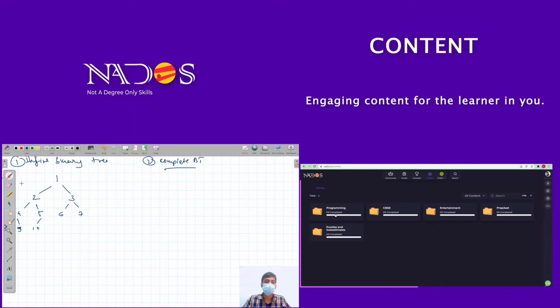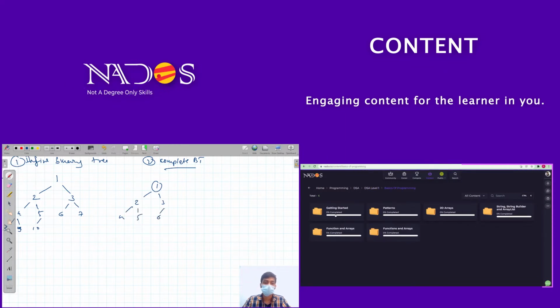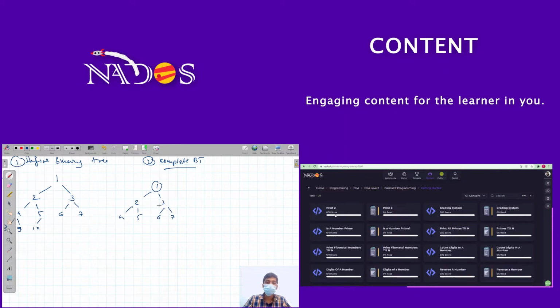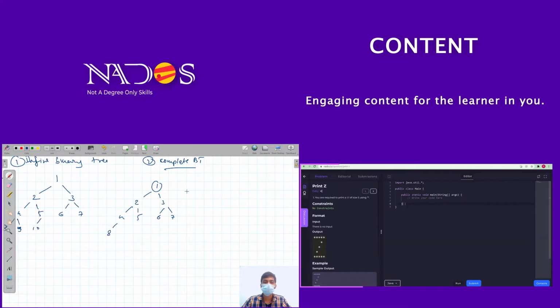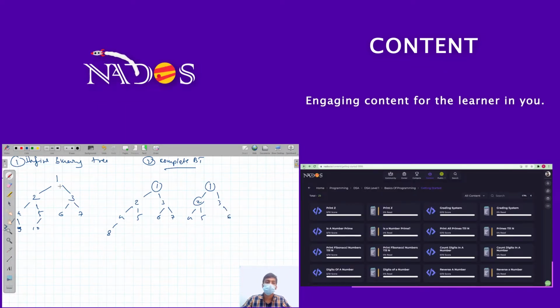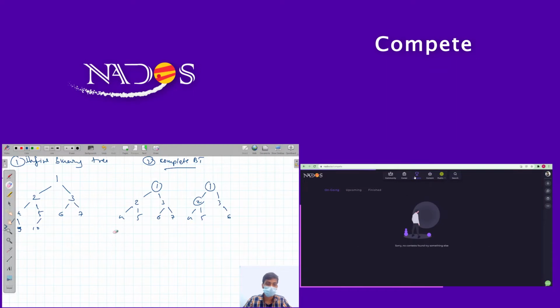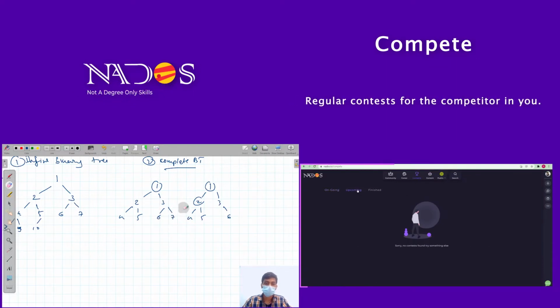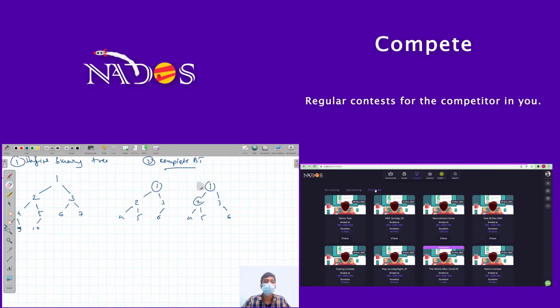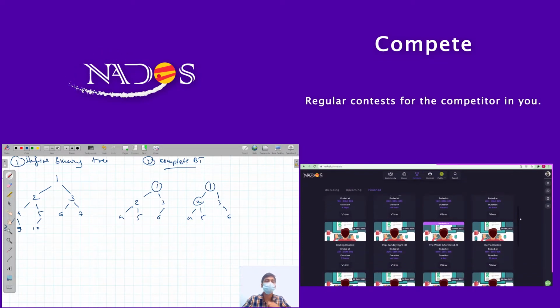A complete binary tree means that if, let's say, there is 1 2 3 4 5, this is a complete binary tree, or let's say 8. Okay, this is a complete binary tree, but this is not a complete binary tree: 1 2 3 4 5 and 6 here. This is not a complete binary tree. Why is this not a complete binary tree?